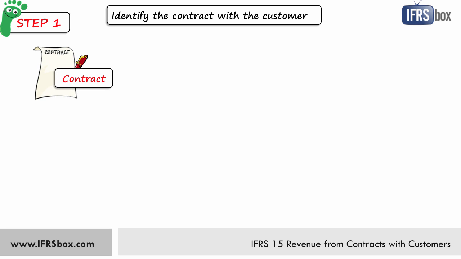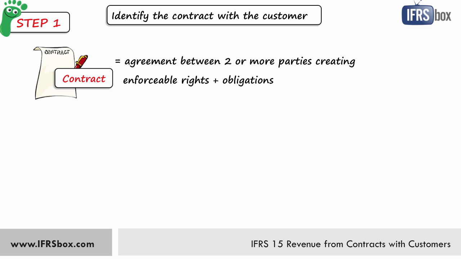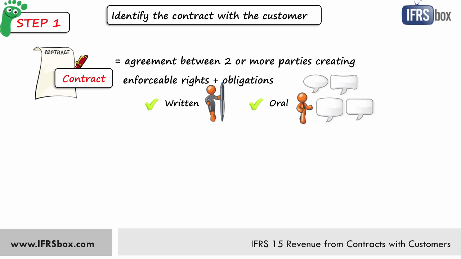The contract is an agreement between 2 or more parties that creates enforceable rights and obligations. The contract can be in both written or oral form, however, it must be enforceable, and this will depend on the legislation in a particular country.